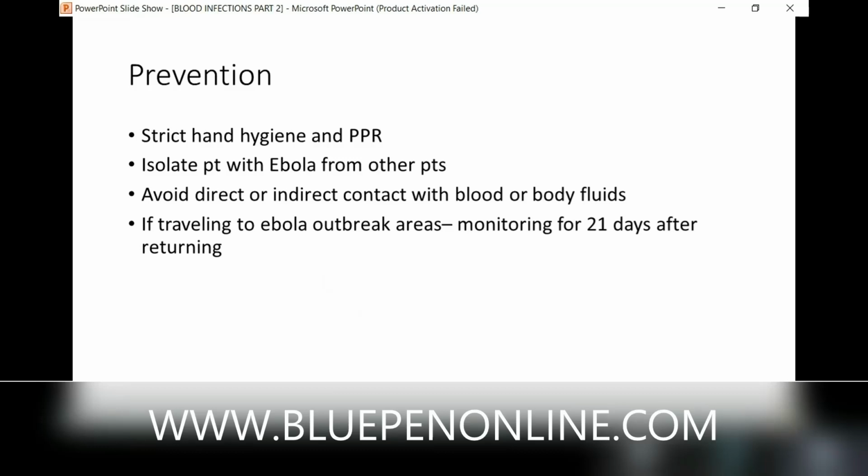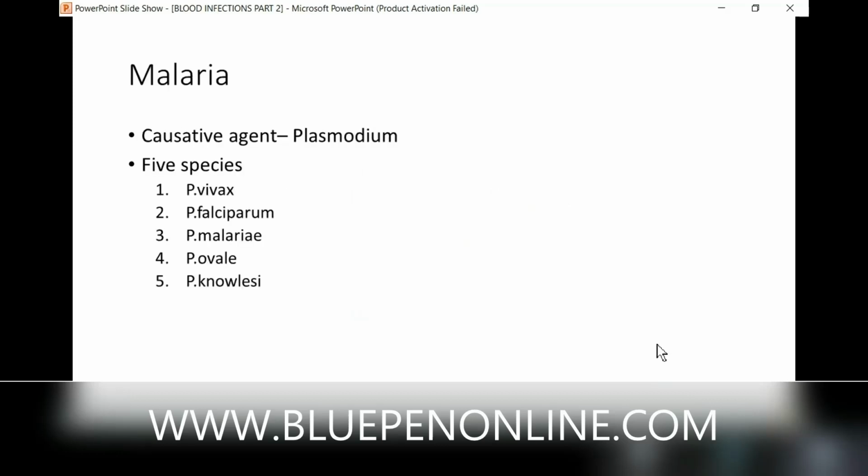Then isolate the patient with Ebola from other patients. Then avoid direct or indirect contact with the bed or body fluids. That's why even when doing the testing for Ebola, you should wear a PPE kit. Otherwise, if you have direct contact, you will have a high chance of getting the Ebola virus. Then, if traveling to an Ebola outbreak area, monitoring for 21 days after return. The person should be kept quarantined for 21 days, and only after that should they be free to go.